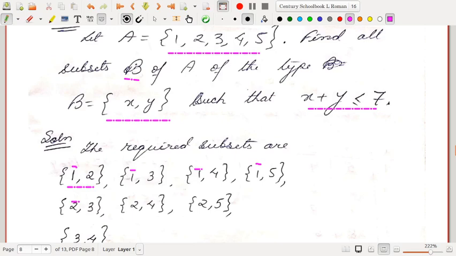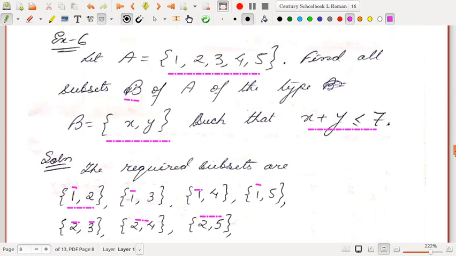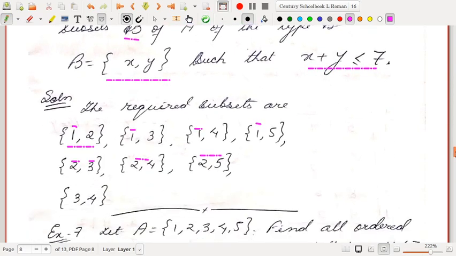Then start with 2. So 1 we have already considered, so we need to consider elements after 2. Okay. So 2, 3. 2 plus 3 is 5, 5 is less than 7. 2 plus 4 is 6, 6 is less than 7. 2 plus 5 is 7, which is equal to 7. So all these are there. Okay. Then we start with 3. So 3 plus 4 is 7. But 3 plus 5 is 8. So 3 and 5 cannot belong to our list.